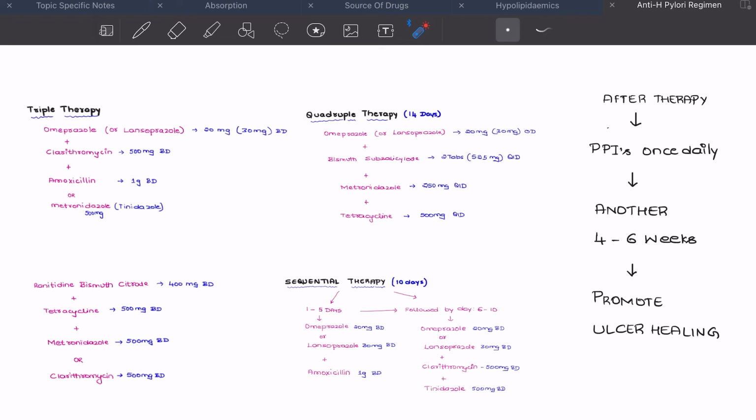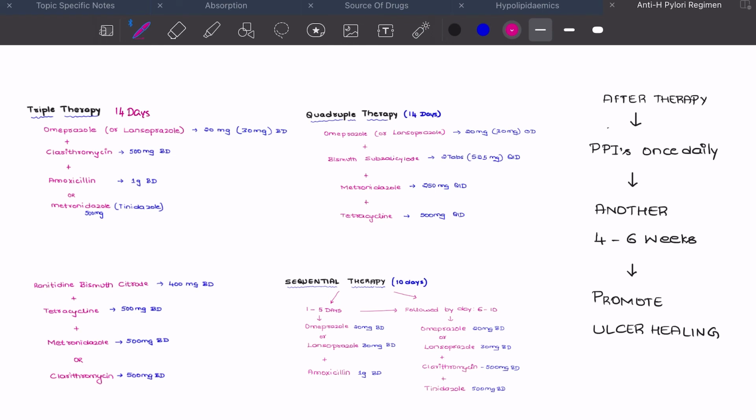Apart from that, there is one more triple therapy where you can replace the proton pump inhibitors with the H2 blocker, that is ranitidine bismuth citrate 400 mg BD. Along with that, you will be adding tetracycline 500 mg BD, metronidazole 500 mg BD, or you can add clarithromycin 500 mg BD. All this triple therapy, please remember, is provided for 14 days.